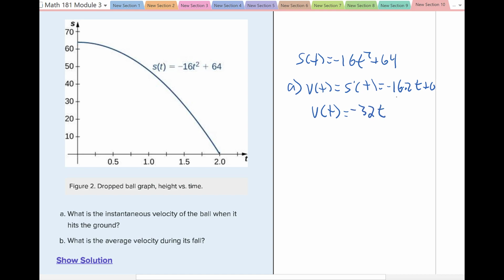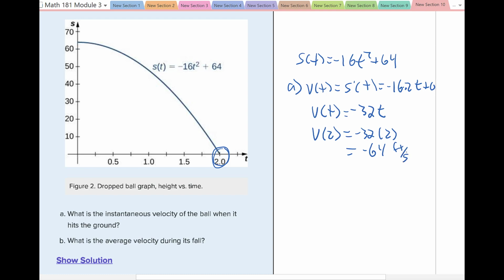So the question is, when we're at 2 seconds here, this is time on the x-axis. Our velocity at 2 seconds, that's when the height is 0, when it hits the ground, is going to be negative 32 times 2, which is negative 64, and this is in feet per second.